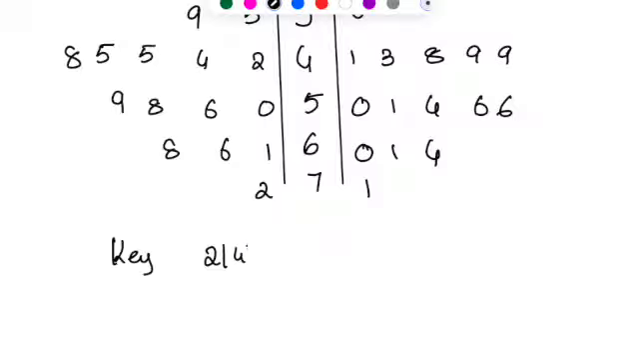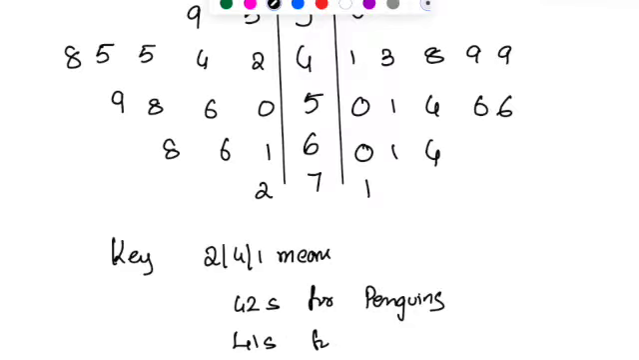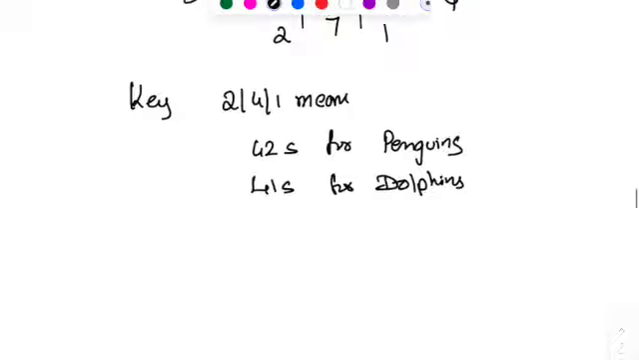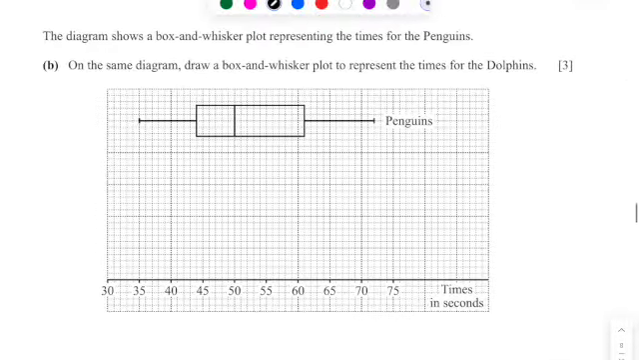Now don't forget to write the key. What is the key? 2/4/1 means 42 seconds for penguins and 41 seconds for dolphins. 42 seconds and 41 seconds. The diagram shows the box and whisker plot for the times taken by penguins. On the diagram, draw the box and whisker plot for the dolphins.